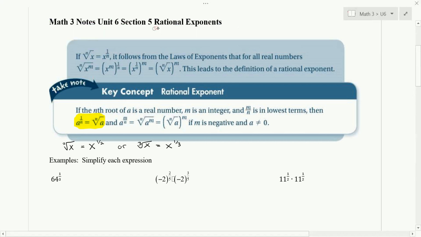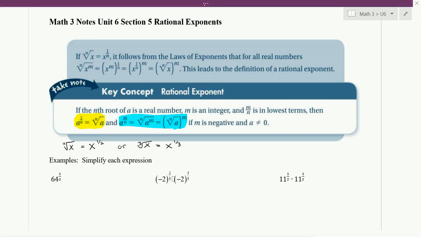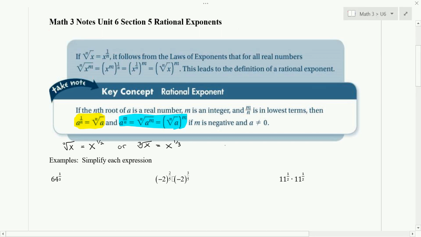The other part I want you to see is this right here, that a to the m over n is equivalent to the nth root of a to the m, and the nth root of a to the power of m. So if I have x to the 5/3, the denominator of that fraction is the index or the root, and the numerator is the power of x. So this would be x to the 5th. And you can either put that power on the inside, or you could take the 3rd root of x first and put the power on the outside. Those would all be equivalent to each other.